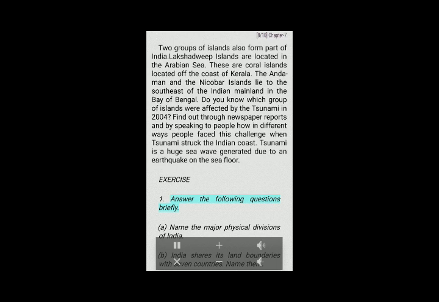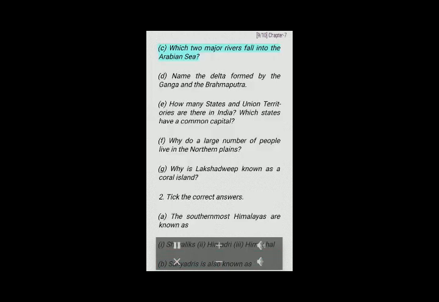Exercise 1. Answer the following questions briefly. A. Name the major physical divisions of India. B. India shares its land boundaries with 7 countries. Name them. C. Which 2 major rivers? D. Name the delta formed by the Ganga and the Brahmaputra. E. How many states and union territories are there in India? Which states have a common capital? F. Why do a large number of people live in the northern plains? G. Why is Lakshadweep known as a coral island?